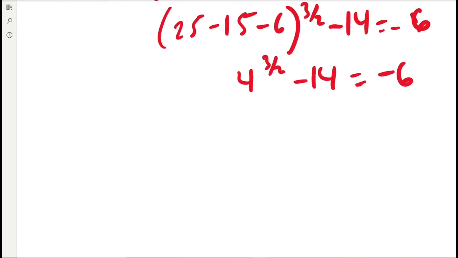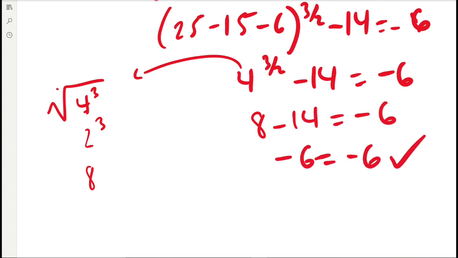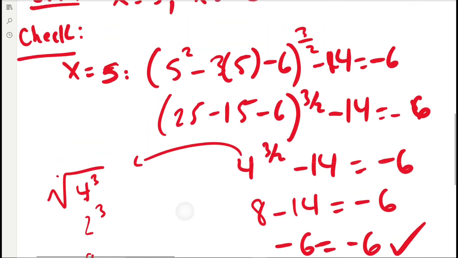Now this is the same thing as square root of 4 cubed, right? So this right here, same thing as the square root of 4 to the third. Remember, it's power over index. I know that the square root of 4 is 2, and this is going to be 2 to the third, which is 8. So this will be 8 minus 14 equals negative 6, and indeed this is going to work out. So so far so good.